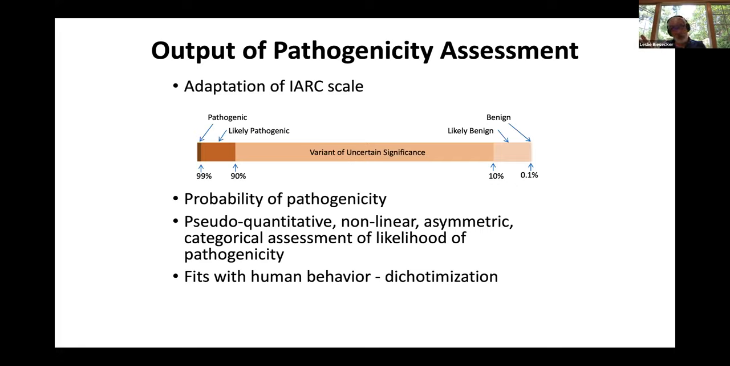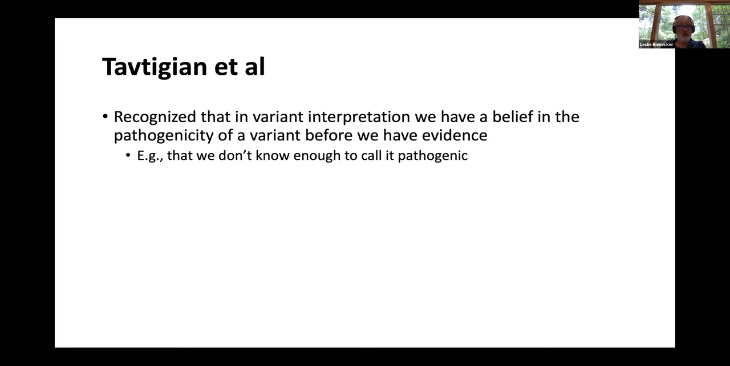So the Weather Channel's solution to this was, oddly enough, they randomly changed it to either 40% or 60% chance of precipitation. And whether they're right or wrong is less important than the fact that they gave people an answer and they were happier with that. Because again, our brains are dichotomizing machines. Now, a group of us, in looking at the Richards et al. rules, realized that in variant interpretation, you can think about it the same way.